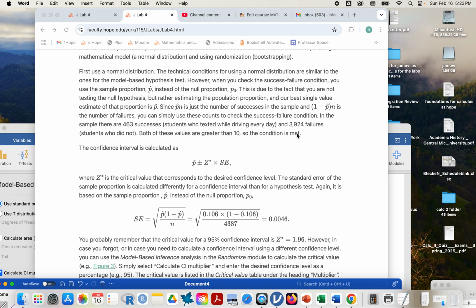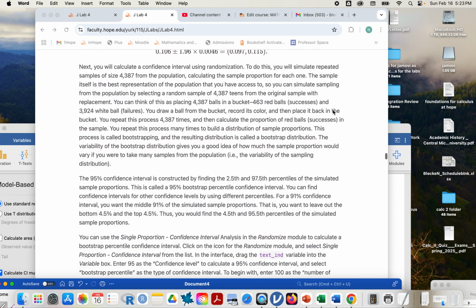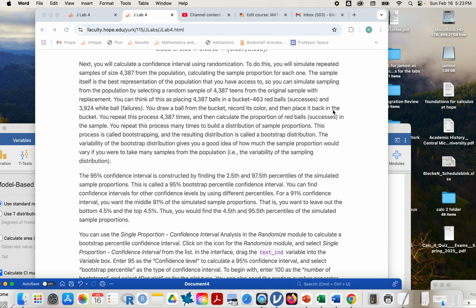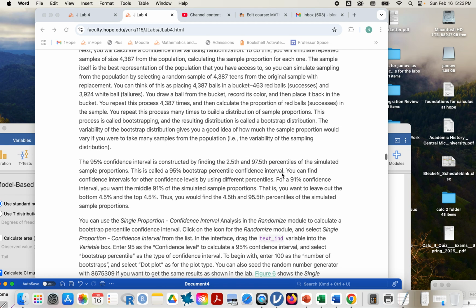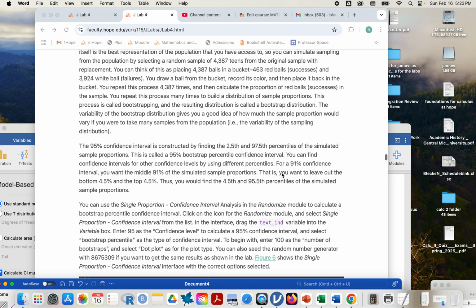And then our 3,924 is coming from our q hat times n. My apologies for stumbling there. So we have a number of red balls and a number of white balls. Those are successes, and these are our failures. We reach in, we pull out a ball, we record it, and we put it back in. We use with replacement. Bootstrapping is doing with replacement. You repeat this process many times to build a distribution of sample proportions. This process is called bootstrapping.